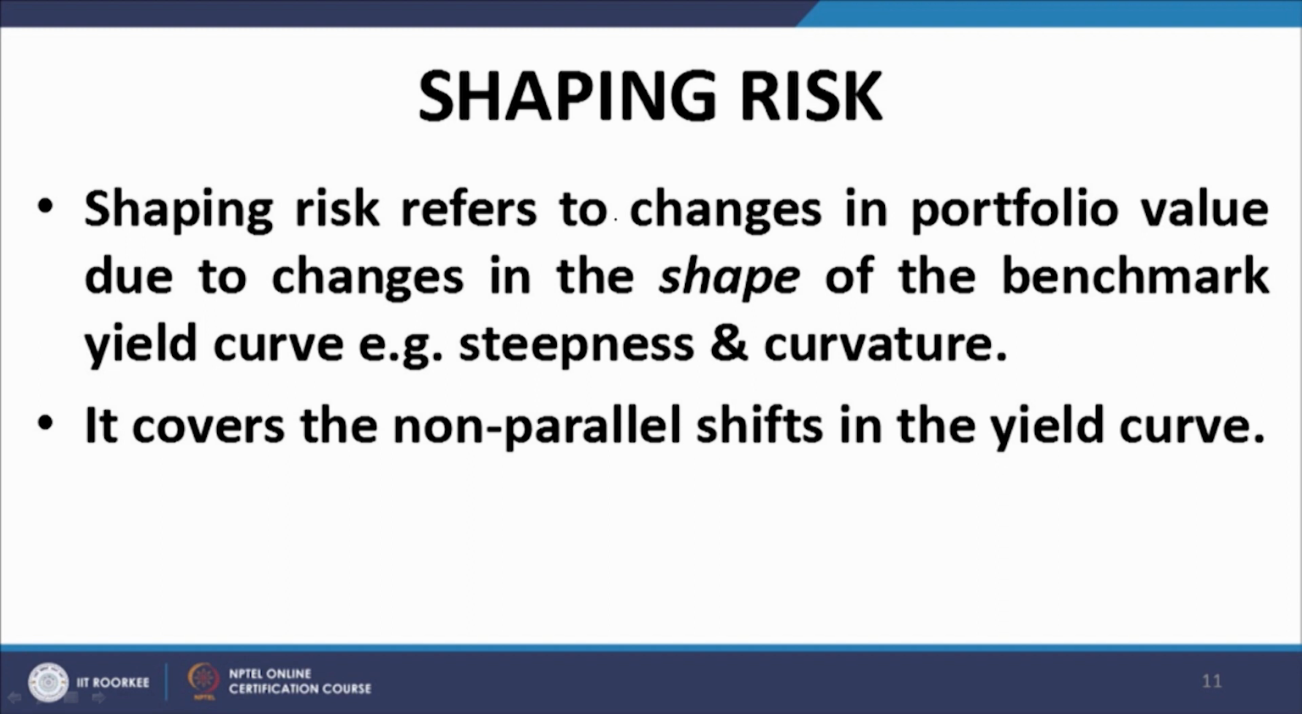Shaping risk refers to the changes in portfolio value due to changes in the shape of the benchmark yield curve, for example, the steepness or the curvature. So, the changes in the portfolio value with reference to changes in the shape of the benchmark curve give you what is called the shaping risk. It covers non-parallel shifts in the yield curve. So, we are not talking about level shifts here, we are talking about non-parallel shifts. Non-parallel shifts of the benchmark curve obviously contribute to changes in the percentage price of the bond, and that is what is called the shaping risk.